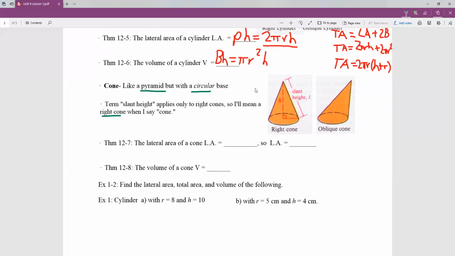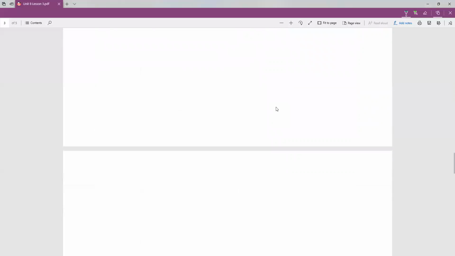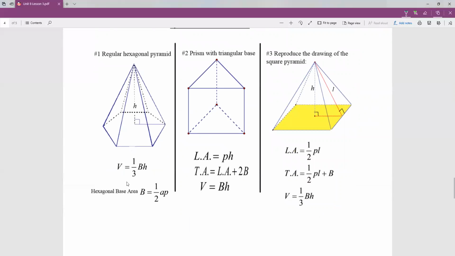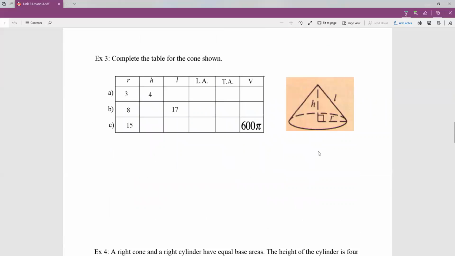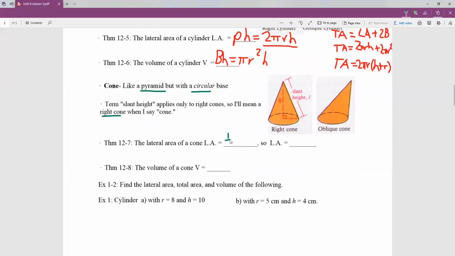And we said this is very similar to pyramids, right? So if I go down here and I look at what we have for pyramids, oh, here we go. So the lateral area of a pyramid was 1/2 the perimeter times the slant height. Now it's going to be that same thing here for a cone. So lateral area is 1/2 perimeter times the slant height. This is how I write my L's, so get used to it.